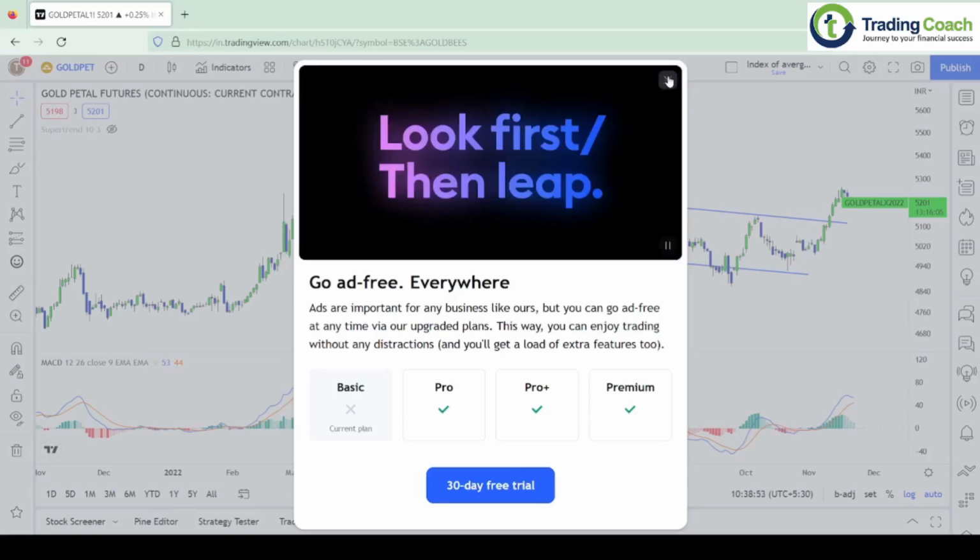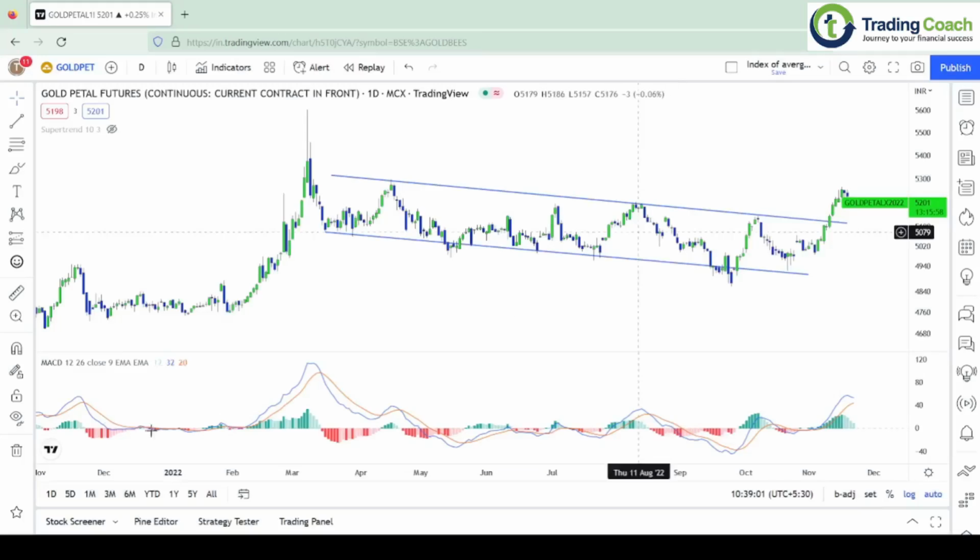This is asking me to go ad free everywhere. This is one of the problems: if you're using the free version, their ads usually pop up everywhere. But apart from that, the platform is absolutely fine.